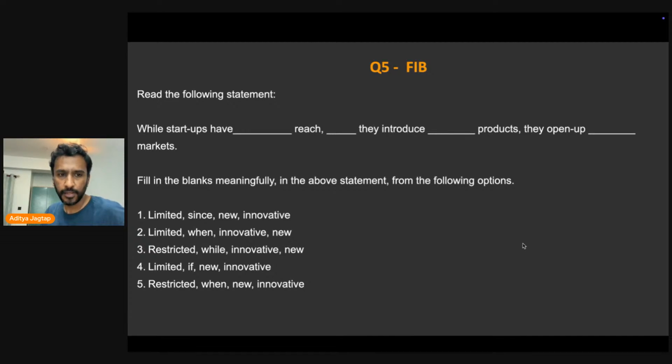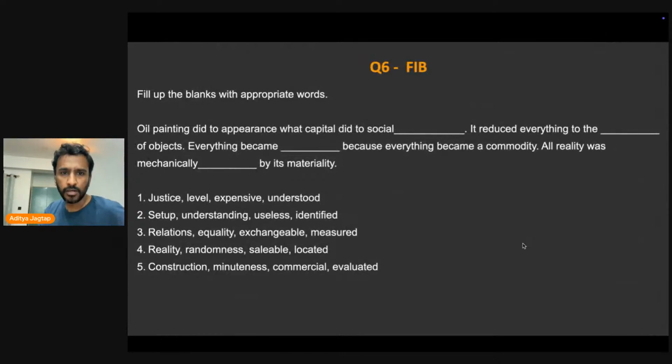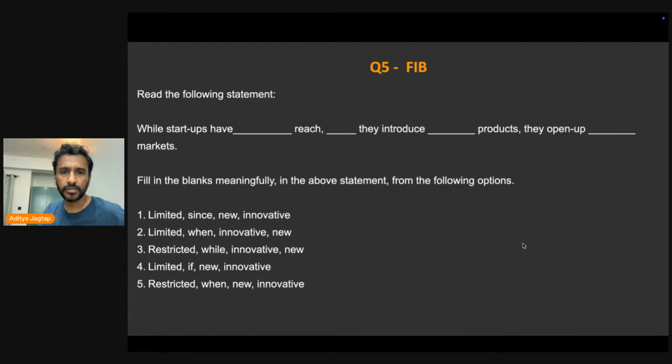So if you notice, fill in the blanks meaningfully in the above statement from the following options. In this case, you have 4 blanks, right? And here you'll notice again you have 4 blanks. The sentence in question 6 is longer than question 5. Sometimes these have inflated to be like 200-word paragraphs, or sometimes these are shorter sentences.